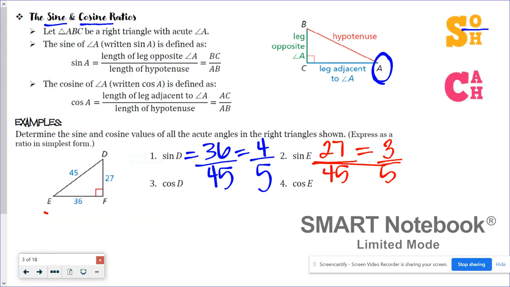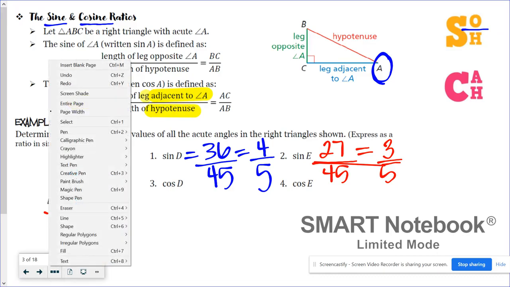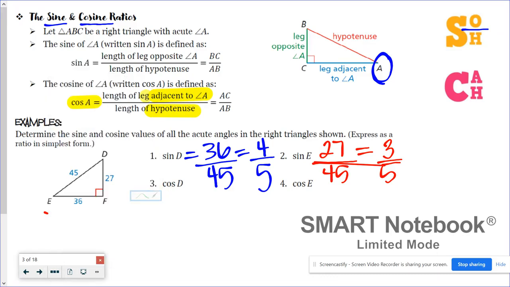Cosine is the ratio of the leg adjacent to angle A over the hypotenuse. So if we focus on our angle of reference in number 3, that's angle D, the leg adjacent to that angle would be 27. And of course, the hypotenuse is 45. And yes, we reduce this.